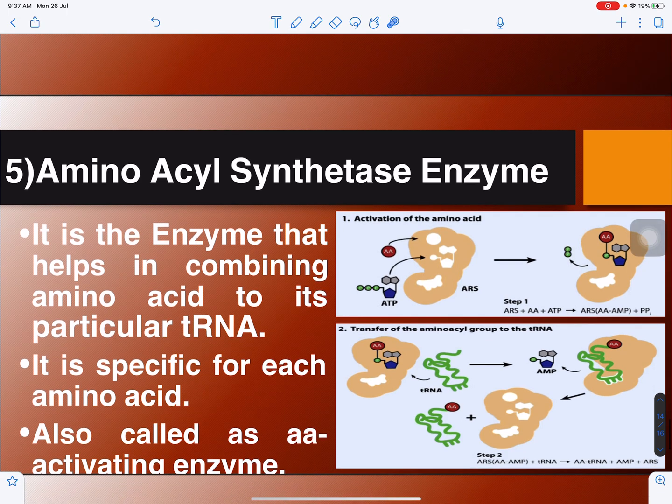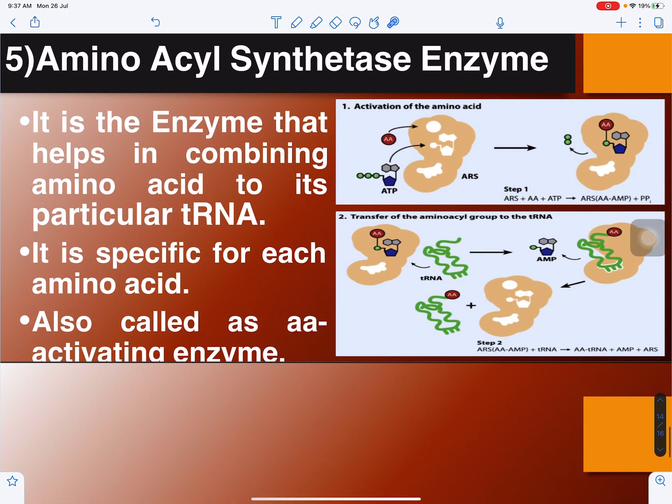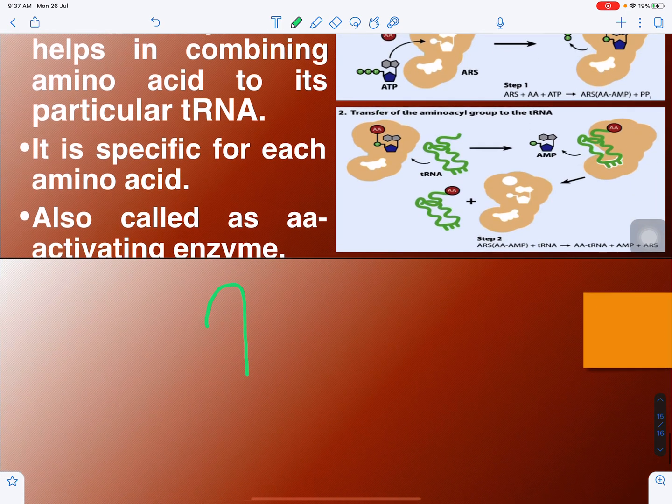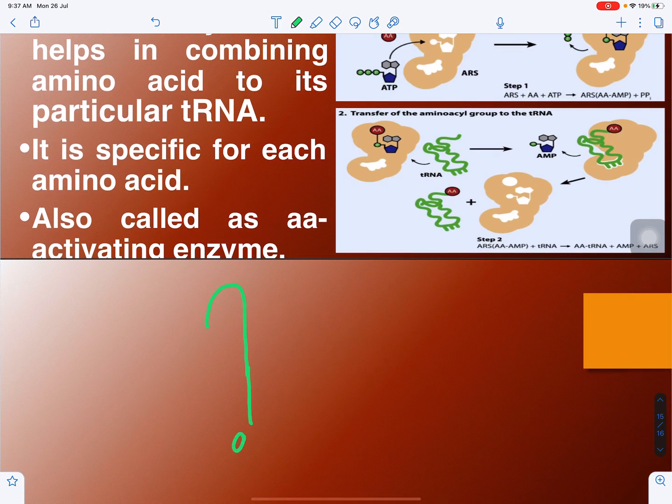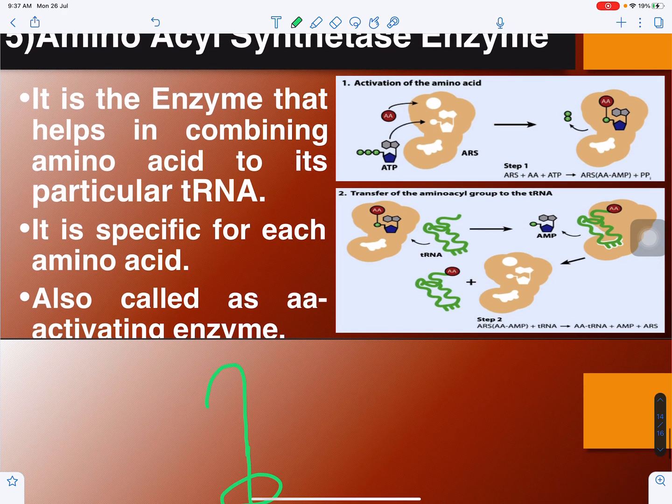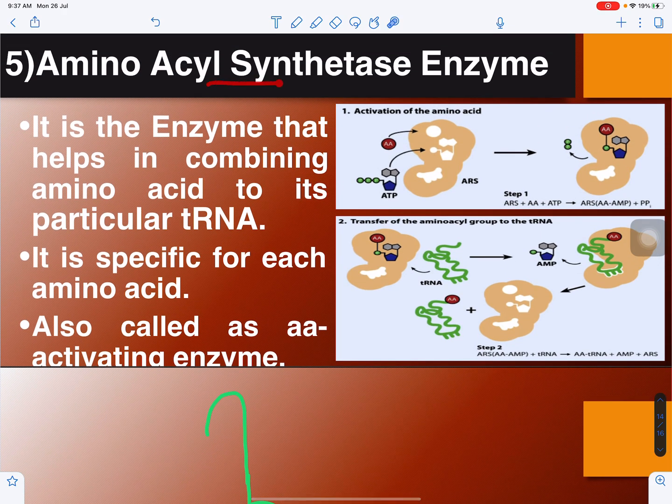Now this is the enzyme called amino acid synthetase enzyme. This is the enzyme which will help in binding of the amino acid to this end of the transfer RNA. Like we can see here, the amino acid can bind with it. Energy is required in the form of ATP. So first is the activation of the amino acid.